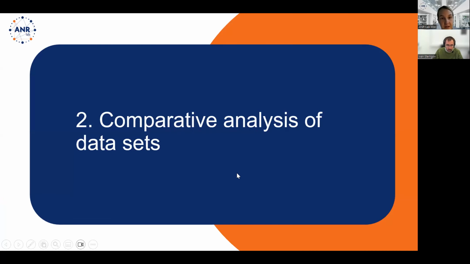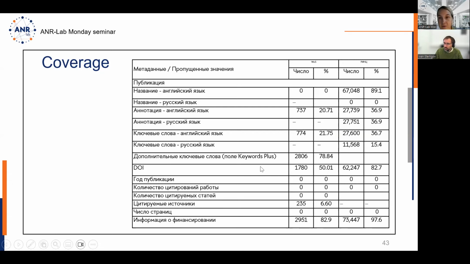So now, comparative analysis of data sets, and now we will look at some tables. I see that the time is already a little bit over, so I think I would probably need to speed up. But let us just look at some interesting cases. So here we have the coverage for Web of Science and e-library data. So basically, this would be the same metadata which was presented previously.